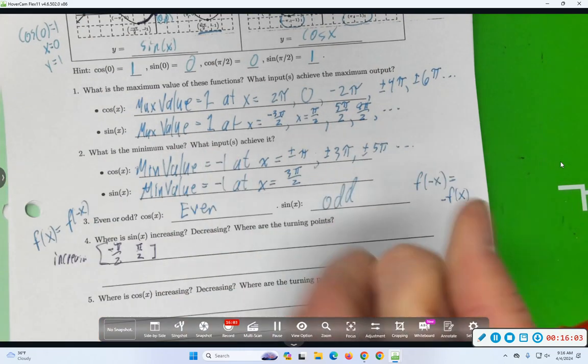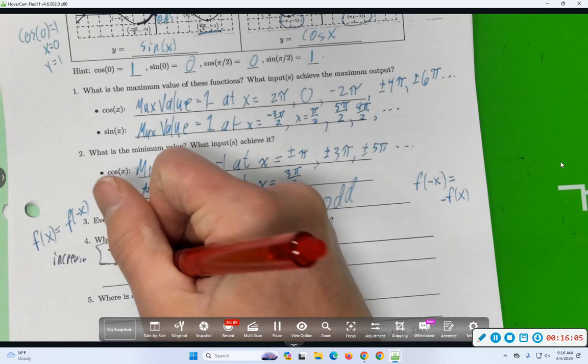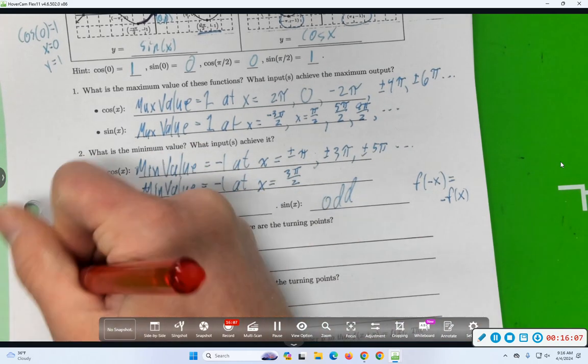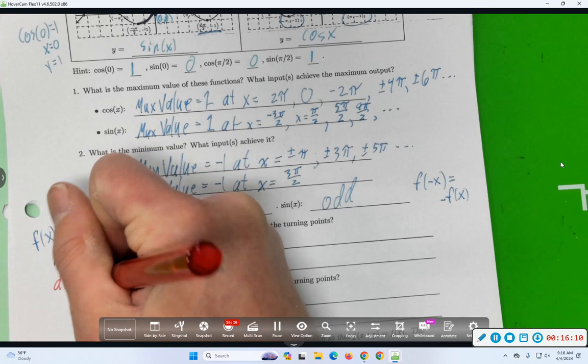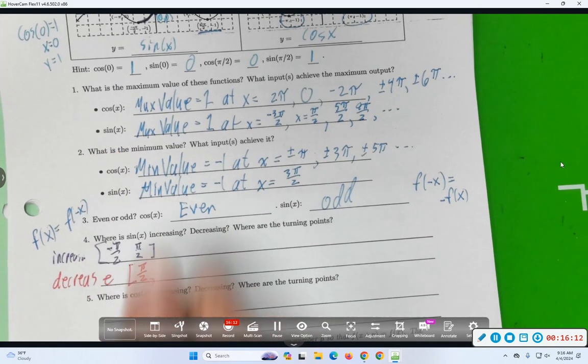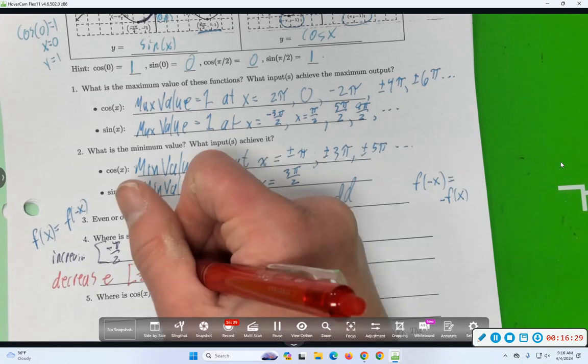And that means that at pi over 2, it probably starts decreasing. How far after pi over 2 can you keep going and still have it be decreasing? 3 pi over 2. Are you at 3 pi over 2? People agree? Nice. And that's just like reading from the graph.